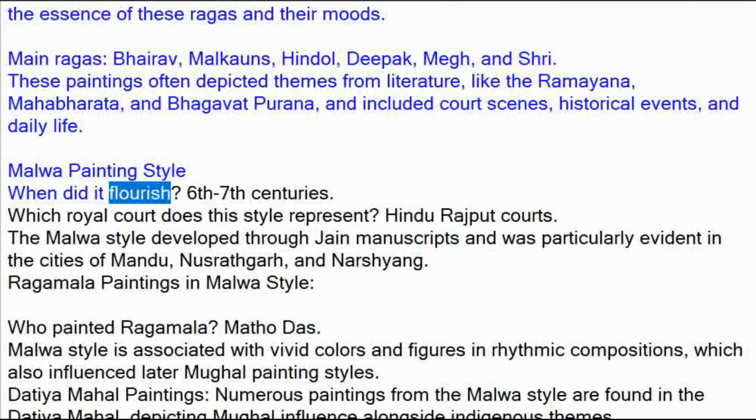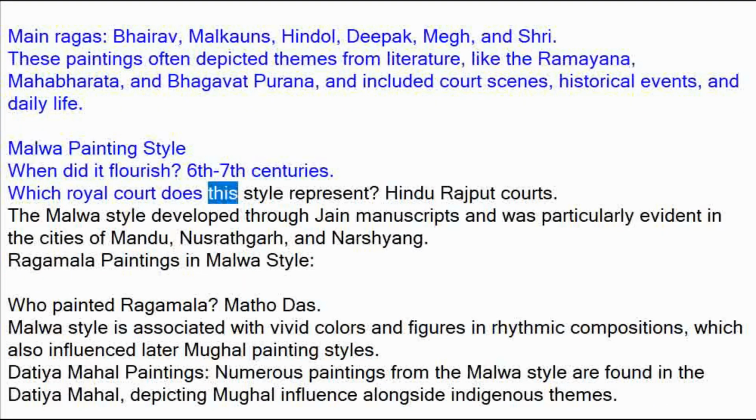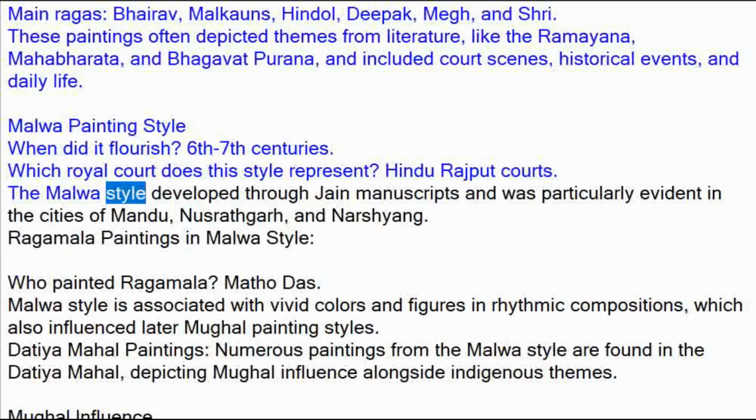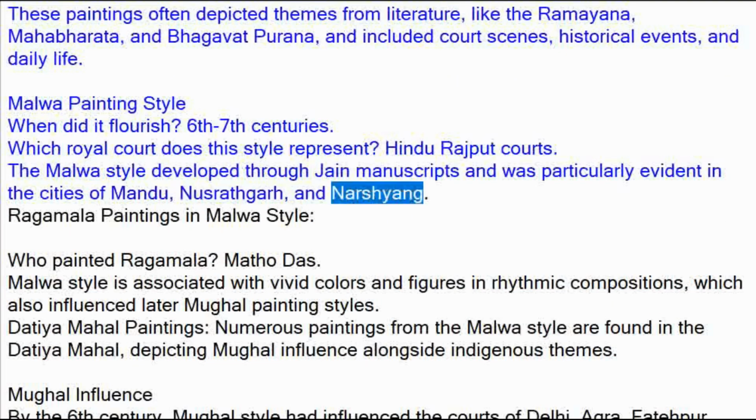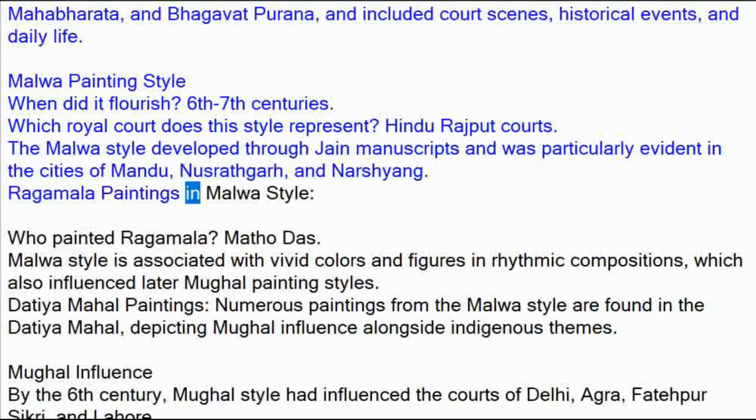Malwa painting style. When did it flourish? 6th to 7th centuries. Which royal court does this style represent? Hindu Rajput courts. The Malwa style developed through Jain manuscripts and was particularly evident in the cities of Mandu, Nusratgarh, and Narshyang.